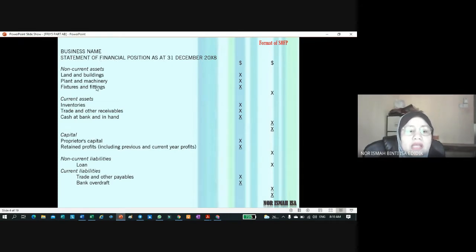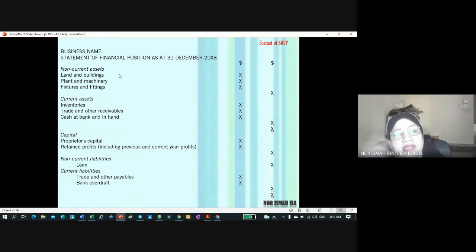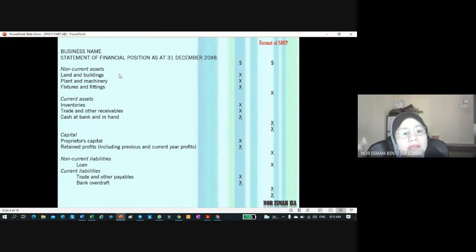Whatever accounts appear in this statement are accounts related to assets, liabilities and equity. So we call these real accounts, meaning the balance for these accounts will be carried forward to another accounting year. Maksudnya setiap tahun dia balance will continue to be accumulated. Setiap tahun dia akan bertambah ataupun kurang, depending on the business transactions. Okay, so this is a real account. Land and building is a category under real account.